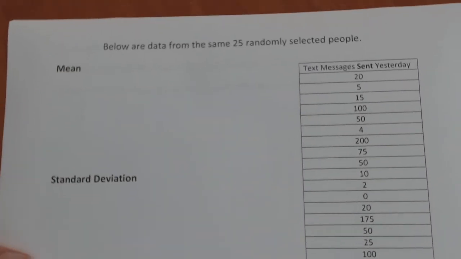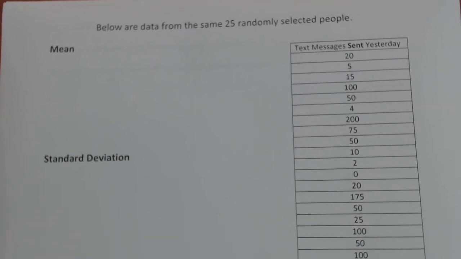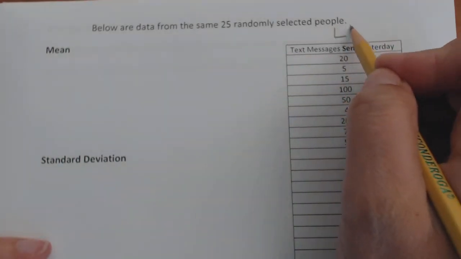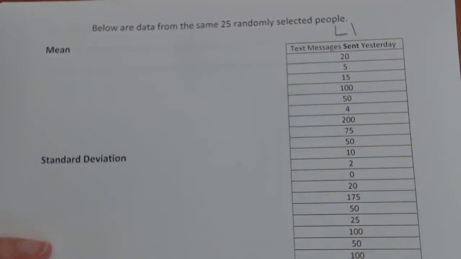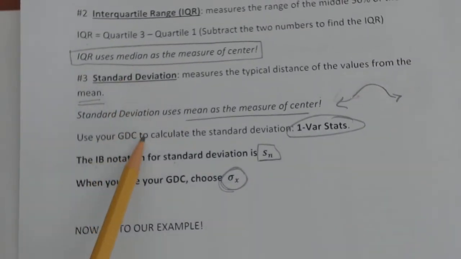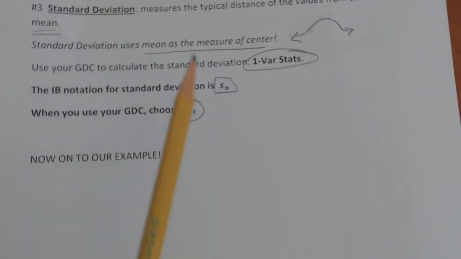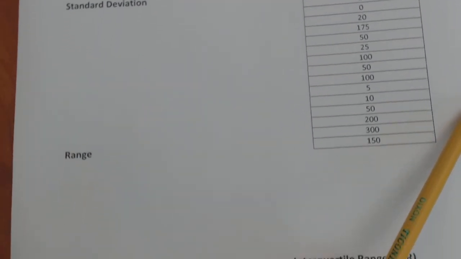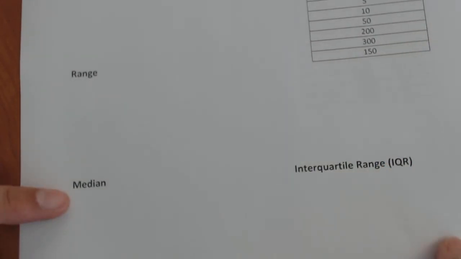Our example is on the next page. It says below are the data from 25 randomly selected people. You've seen this data before. Hopefully it's still entered in your calculator. This actually would have been entered as L1 in your calculator. And what we're going to do is find the mean and standard deviation, almost working backwards from the notes that I just gave you. So we're going to be doing number 3 first here. And then we're going to be finding the range, which is the overall, and then we're going to be finding the median and the interquartile range.